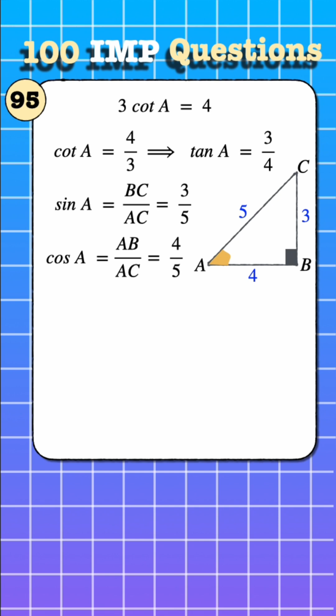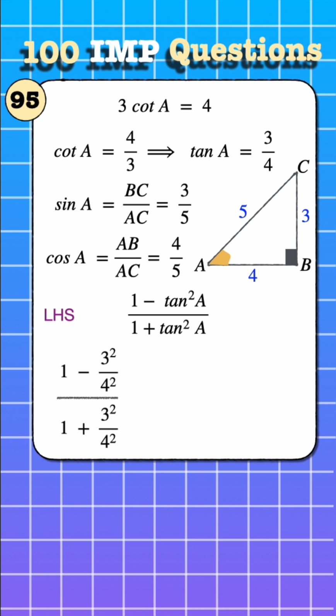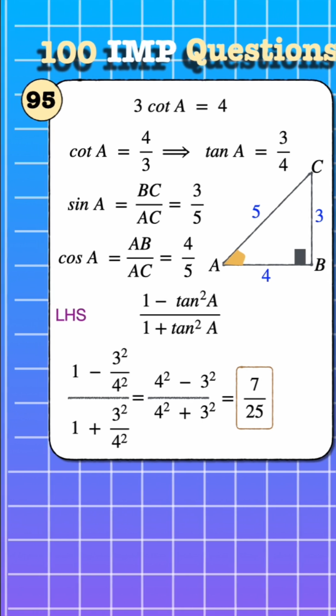Now let's go to the left hand side of the question, which is 1 minus tan square A upon 1 plus tan square A. So tan की value we know that, let's put that tan equal to 3 by 4. So 1 minus 3 square by 4 square upon 1 plus 3 square by 4 square. So that will give you 4 square minus 3 square in the numerator and 4 square plus 3 square in the denominator. So 4 square 16, 3 square 9, 16 minus 9 7 and 16 plus 9 25. मतलब कि लेफ्ट हैंड साइड को सिंप्लीफाई करके आंसर कितना आया 7 upon 25.